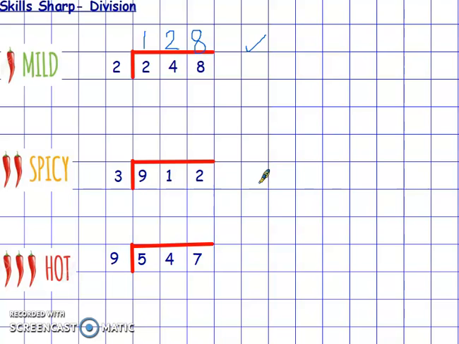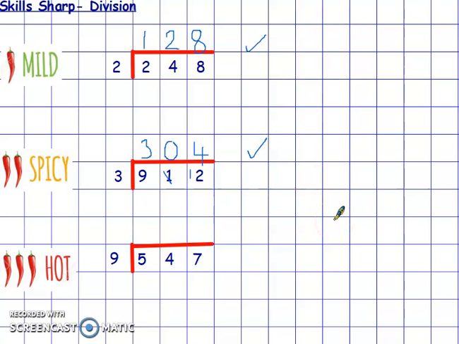Let's have a look at spicy challenge. 912 divided by 3. How many 3's go into 9? 3, 6, 9. 3 3's go into 9. How many 3's go into 1? We can't do that because 1 is smaller than 3. So we need to put the 0 on the top and take that 1 over to the 2, making it 12. How many 3's go into 12? 3, 6, 9, 12. 4 3's go into 12. 912 divided by 3 equals 304.